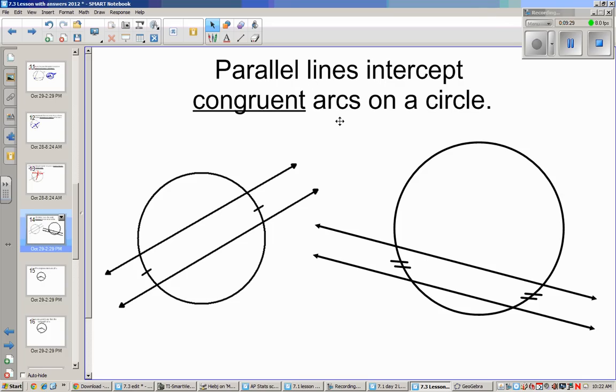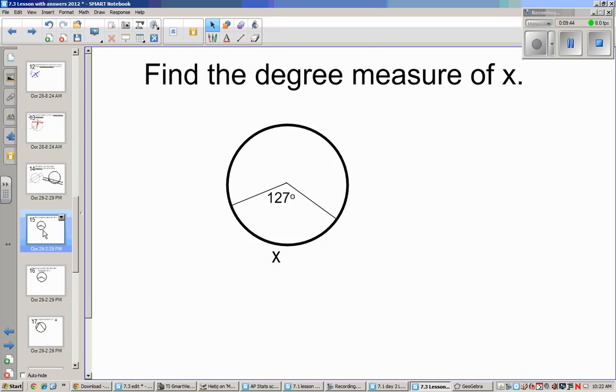So if you look at the picture, it's congruent here. It's congruent here. Okay. And these two parallel lines also form congruent arcs. So now we're going to start off with some examples. For each example, I want you to try it on your own using the properties we just learned, and then come back for the answer.